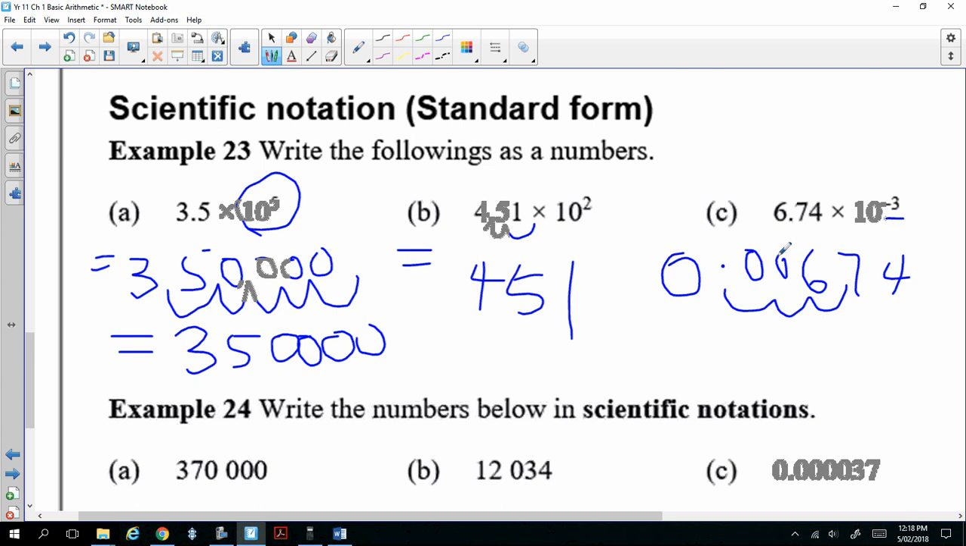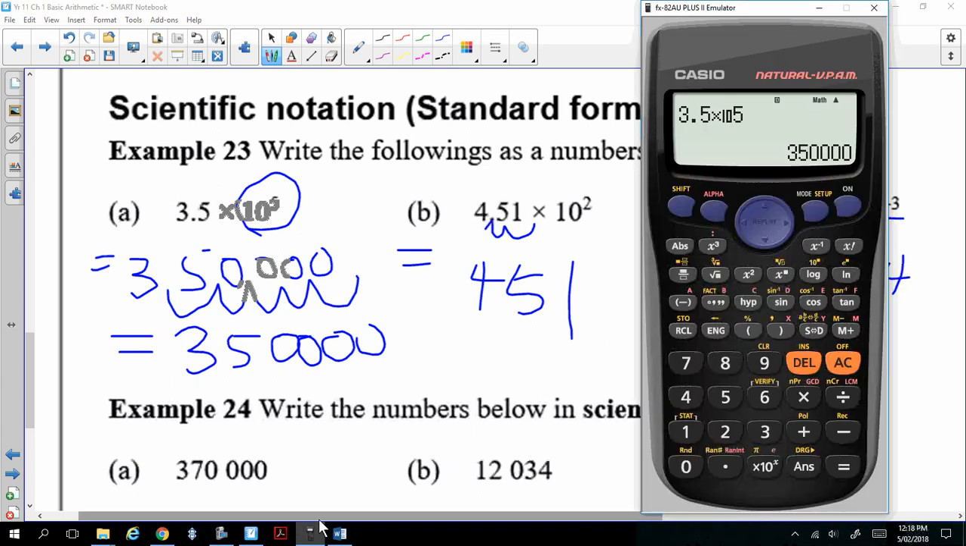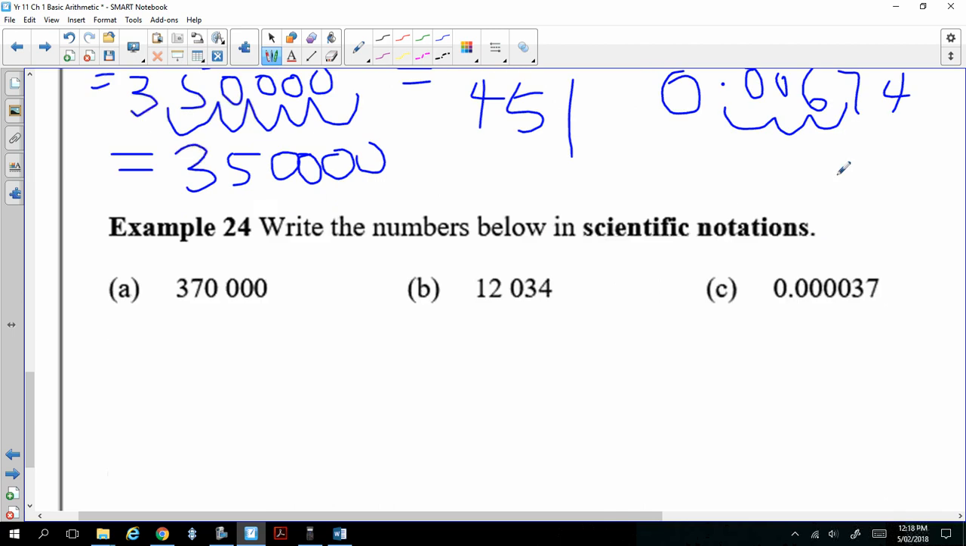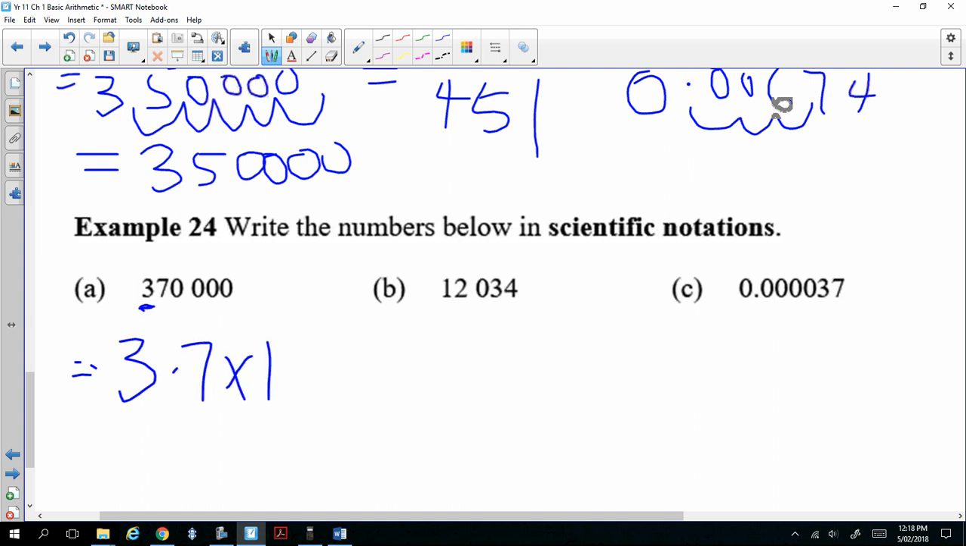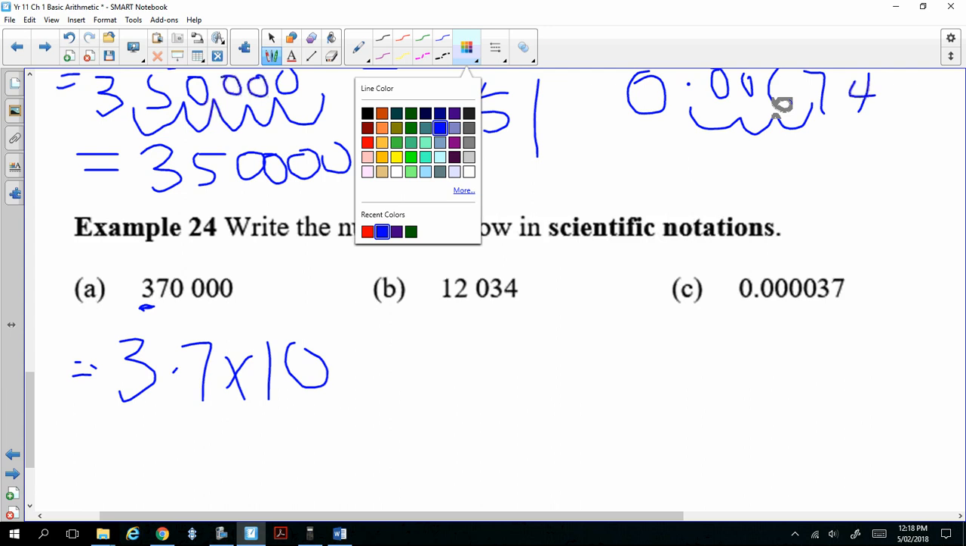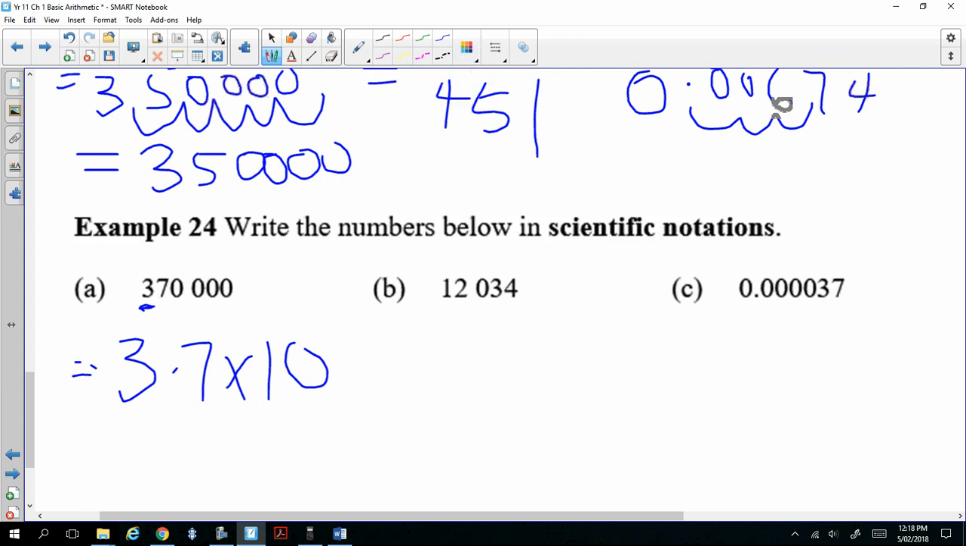Alright. Next, we're going to write in scientific notation. That's good. Alright, scientific notation. So how do you write in scientific notation? You put a dot after the first significant digit. So 3.7 times 10. And then you count how many digits after this 3. 1, 2, 3, 4, 5. So put 5 here. Okay, pretty easy.